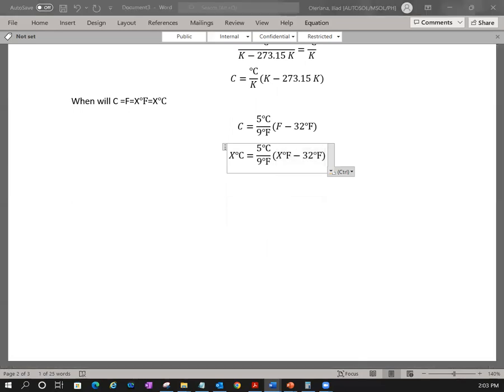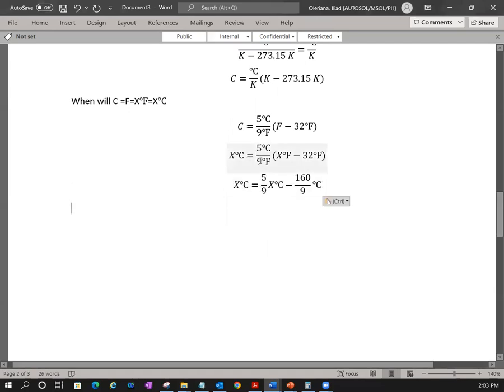Tapos ang next step natin is to distribute this factor, 5/9. So pag dinistribute mo siya, itong degrees F, it will cancel out. Ang matitira is 5/9 x degrees Celsius minus 5 times 32 is 160, tapos retain yung 9 sa denominator. It would be negative 160/9 degrees Celsius, kasi cancel out yung degrees Fahrenheit. Everything is in degrees Celsius already. So, ang i-assume natin na ang sagot ay degrees Celsius.